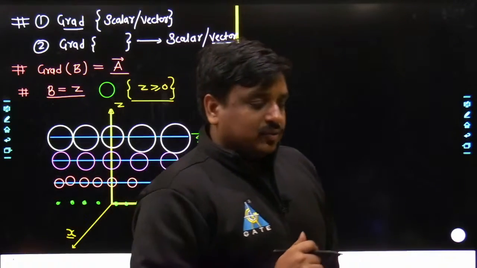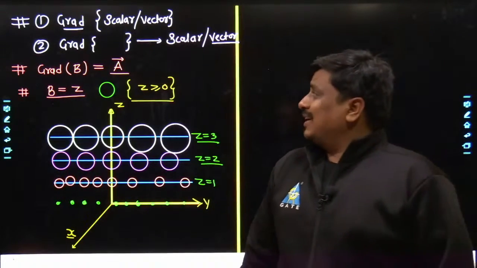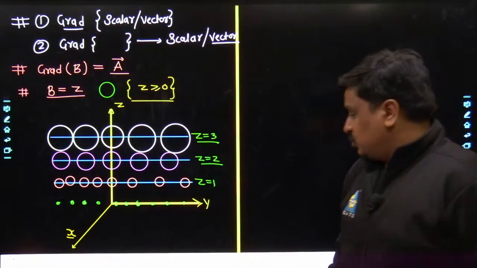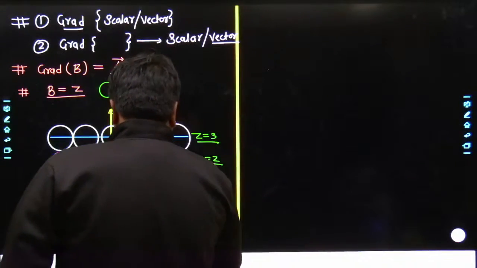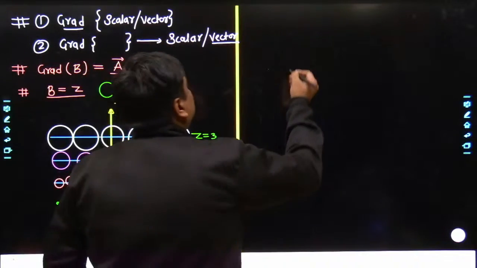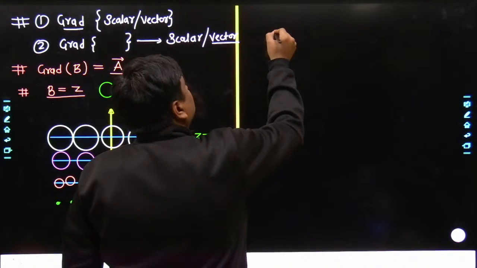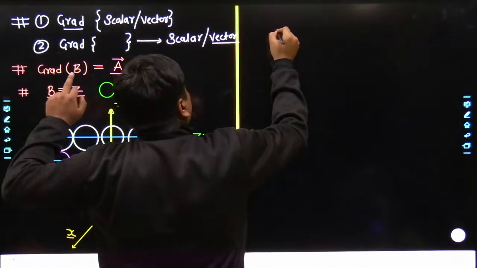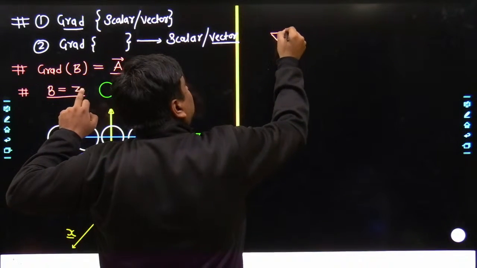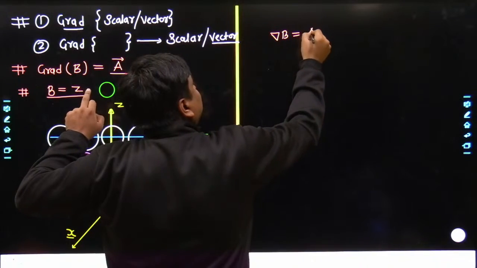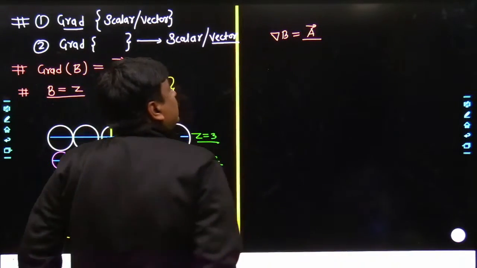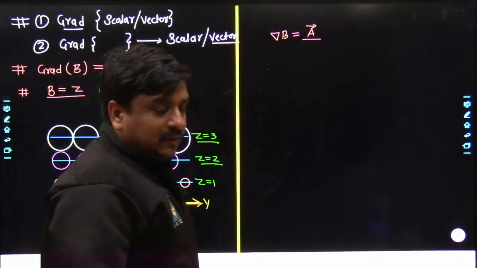Now I would like to ask one thing from each one of you: what does the gradient do? Whenever you calculate the gradient, obviously the result is going to be a vector field. The gradient of V has been written as del of V, the result is being written as the A vector, and the A vector would have two parts.